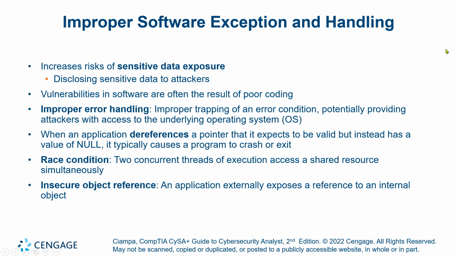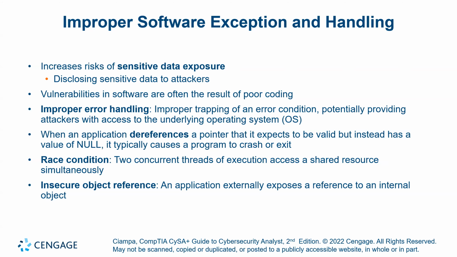Improper software exception handling increases the risk of sensitive data exposure, disclosing sensitive data to attackers. Vulnerabilities in software are often the result of poor coding. As you remember me talking about in several different sections, if you see this leading to cross-site scripting errors and things like that, then it means that your coder wasn't paying attention or they didn't have peer review. When it comes to software, it's the same kind of thing. If you don't have good base code, then you are going to have a lot of vulnerabilities.